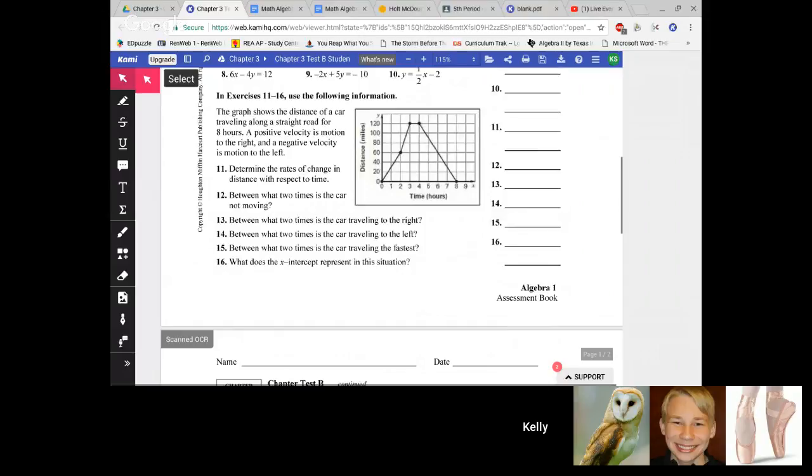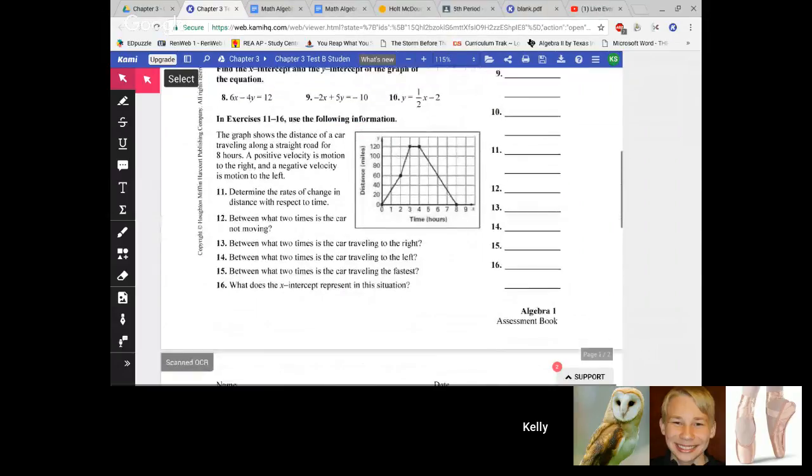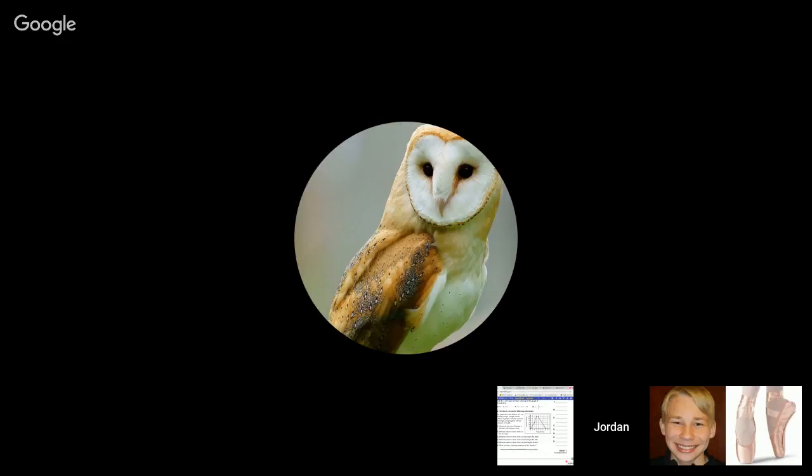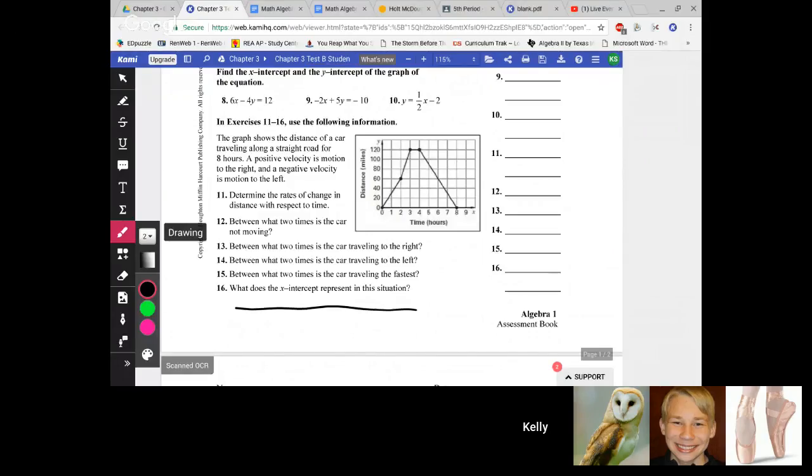All right. Did y'all get the answer to what the x-intercept represents? We talked about that in class, didn't we? Kind of. The x-intercept actually represents the beginning and the end of the trip, the beginning of time and then the end of how long they traveled. Got it. So it represents time, the beginning and the end of this travel time, I guess would be the best way to say it. Let's see. Move along.